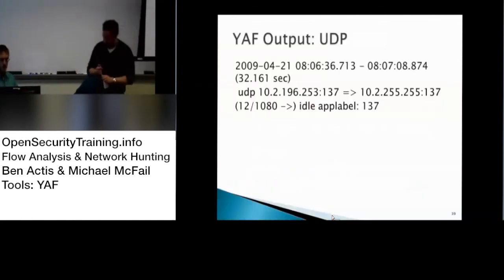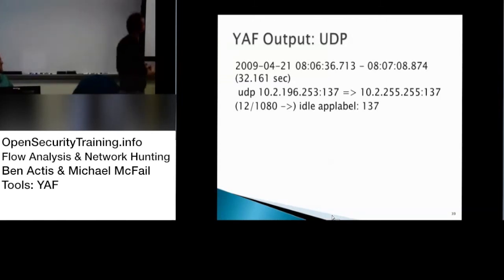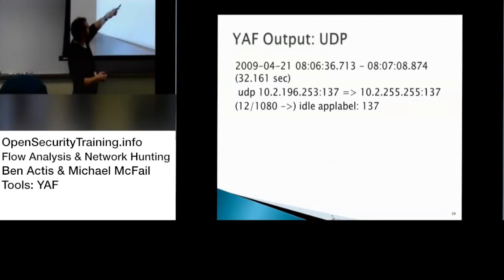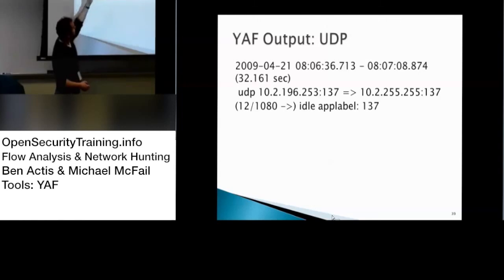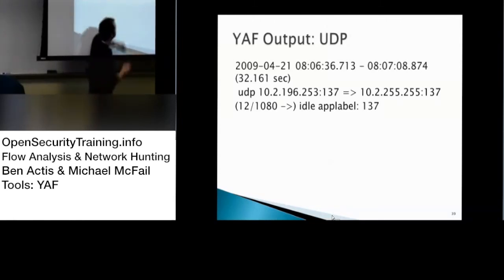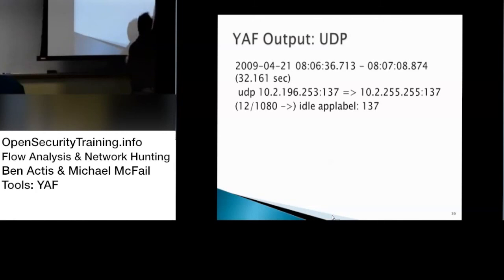Yeah. Okay. So, UDP. It's much simpler than the other ones. Again, timestamp, UDP, source port, where it's going, number of packets, bytes. And here's that app label one we talked about right here.